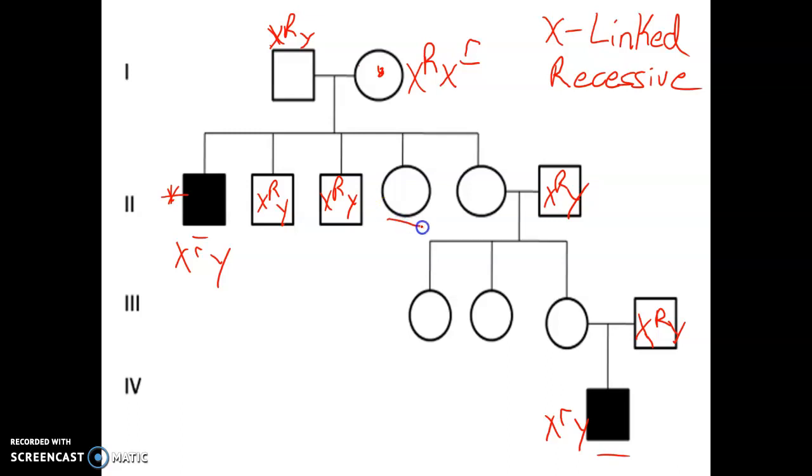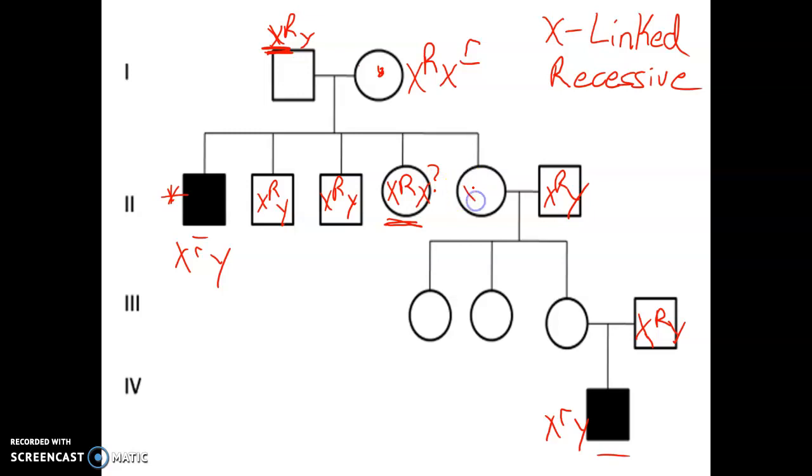If I go down to this daughter, she's normal, X big R, and dad would have had to have given her that one. So which one did mom give? Since we now know she's a carrier, did she give X big R or X little r? We have no idea. She doesn't have any children, so I can put her as a question mark.